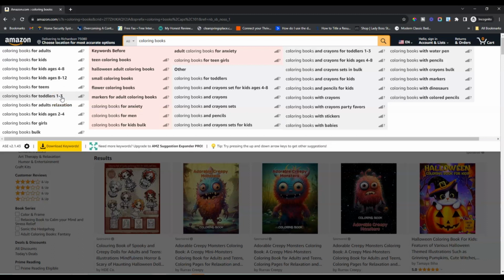Maybe you just want to do kids. So you would just put these down: 4 through 8, 8 through 12, and then toddlers 1 through 3. All right. So we're gonna write those down somewhere. You want to put those on a Google Sheets document.